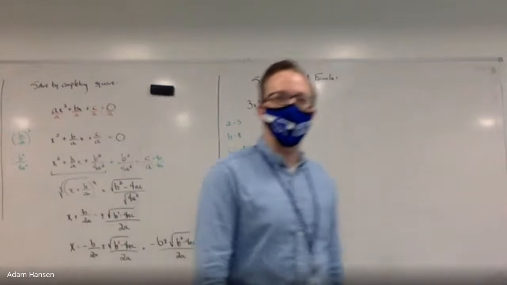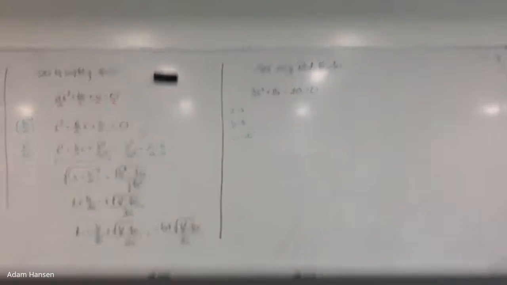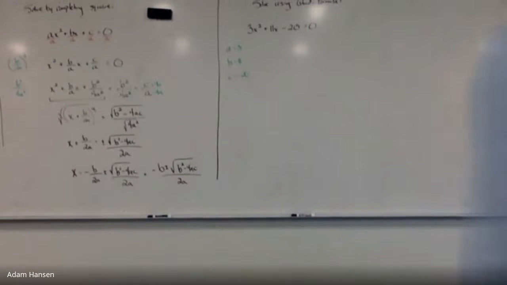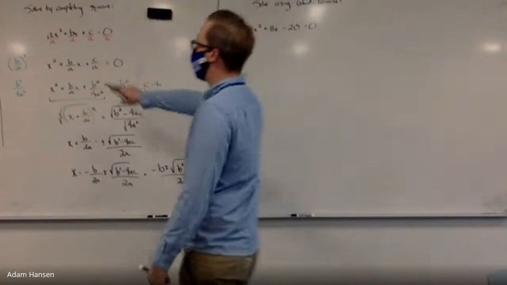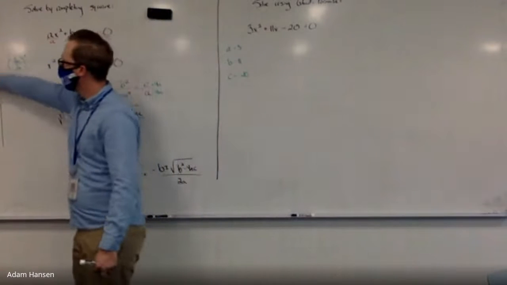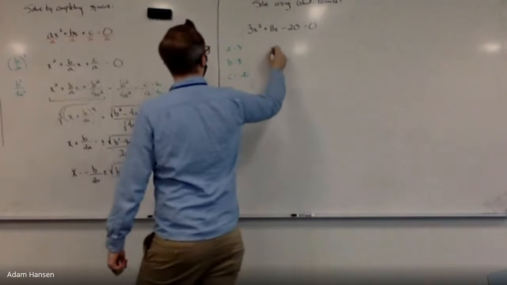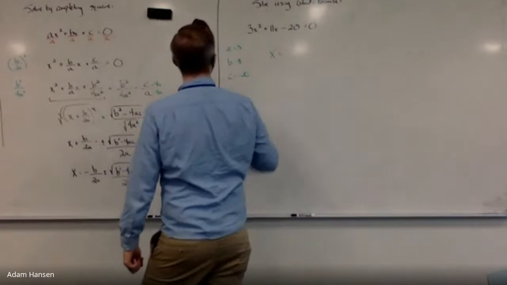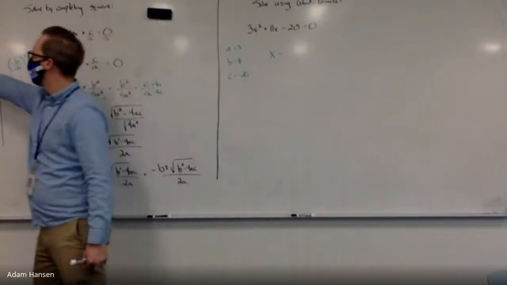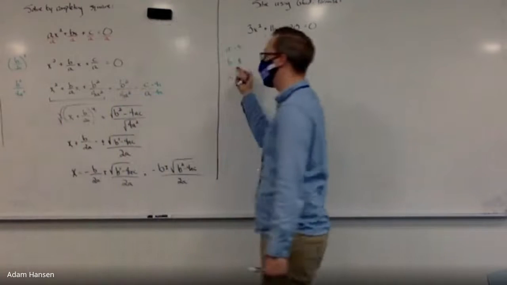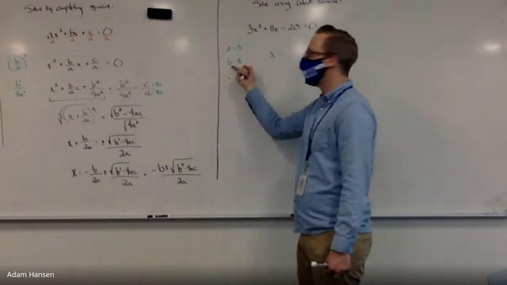Now let's get this set up using the quadratic formula. x equals the opposite of b plus or minus the square root of b squared minus 4ac, all over 2a. So x equals opposite of b, negative b. Our b value is 11. So what's the opposite of b? Negative 11.